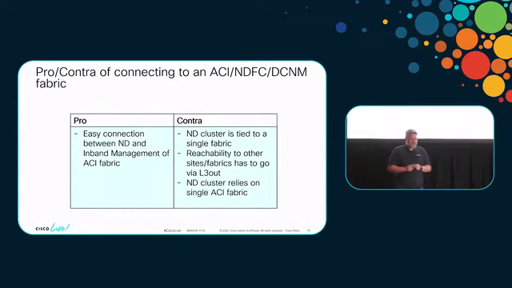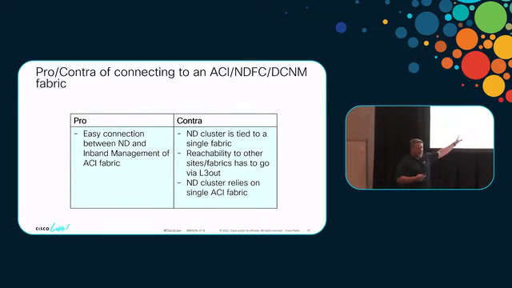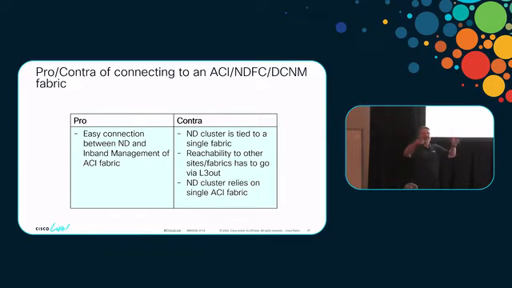So let's summarize a bit the pros and cons of connecting it to an ACI or NDFC infrastructure. So the pro, of course, is it is an easy connection. If you just manage a single fabric, you do not need to take care of routing, you don't need to create an L3 out, for example, for the in-band management, etc. But the con is, it is really tightly attached to this one fabric. And with that, they share the fate.